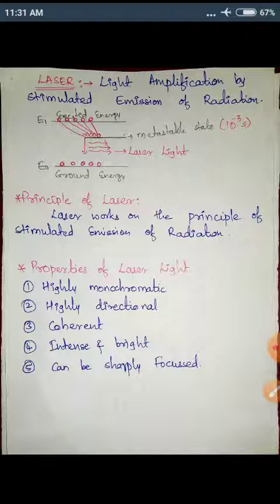Then the second point, laser light is highly directional. Laser light doesn't spread. It goes straight. So the directionality of laser light is very, very high. If you compare a mobile torch and laser light, the light from the mobile torch spreads away, but laser light has directionality.